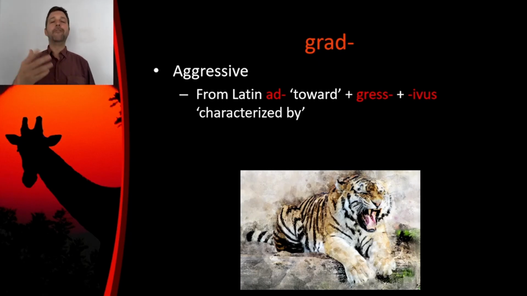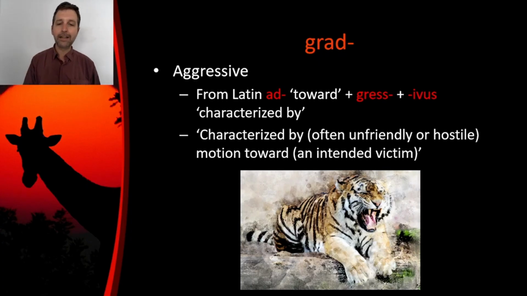The ive ending in English comes from this Latin suffix ivus, which means characterized by. So it's a way you could make adjectives. So you kind of put all these together, ad plus gress plus ivus in Latin. What do you get? Literally, if you or someone you know, or some tiger you know, or whatever is aggressive, then you are characterized by, that's the ive part, motion, that's the gress part, toward, that's the ad part. So you kind of put all these things together, all right?